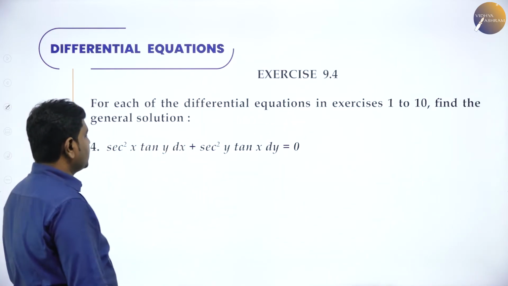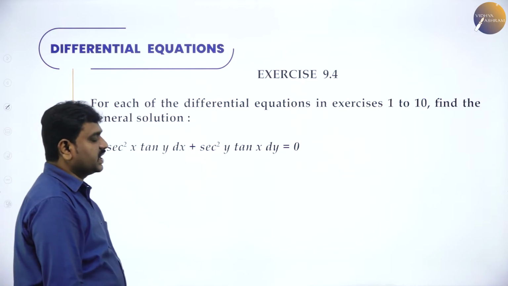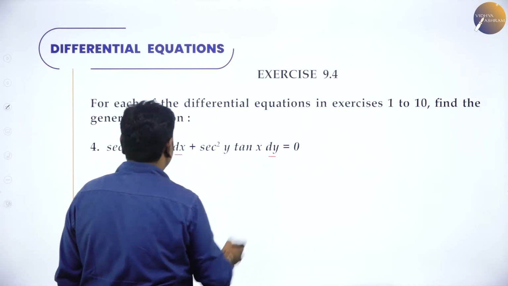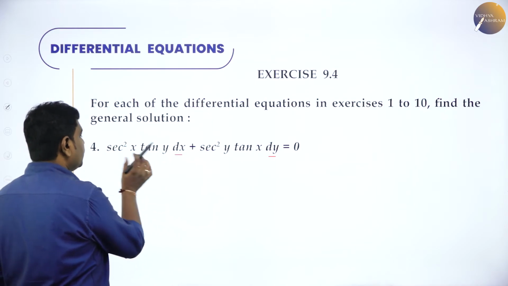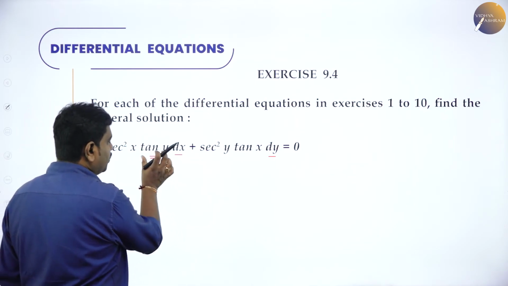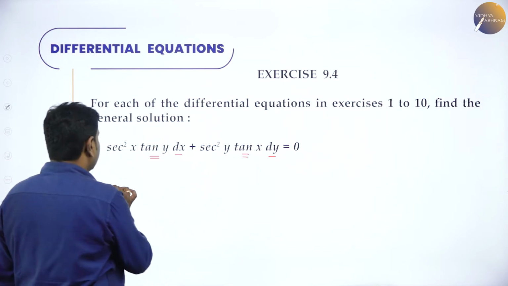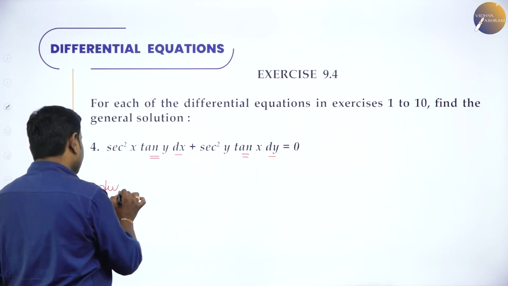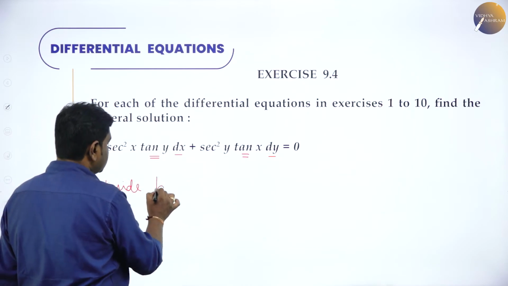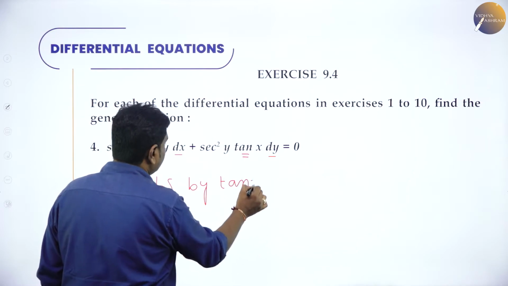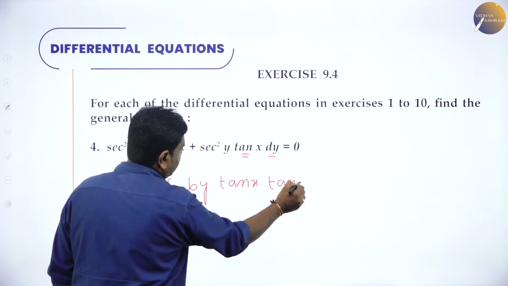Next, sec²x tan y dx plus sec²y tan x dy. Now dx is in the numerator, dy is in the numerator. But functions of x should be with dx, this is proper, but tan y should not be here. So here tan x should not be here. So divide both sides by tan x into tan y.